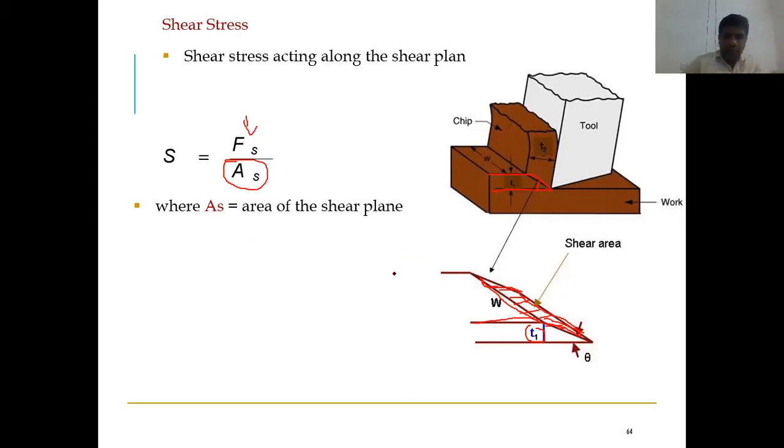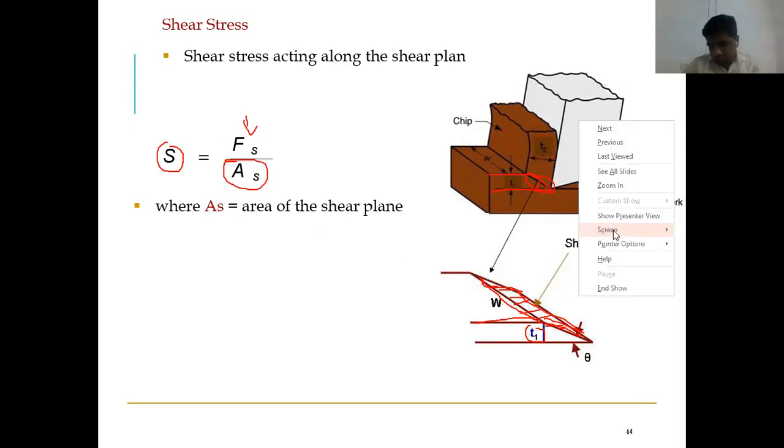In the previous slide, we saw some relations, some formulas to find the shear force. Once you know the shear force and can calculate the shear area, you can easily calculate the shear stress, which is the shear force divided by As, the area of shear. The area of shear we can calculate from this. This hatched portion is the area of the shear. So T1, the initial or uncut chip thickness, divided by, if you take this angle theta, this is nothing but a right angle triangle. Maybe I'll delete this hatching portion.